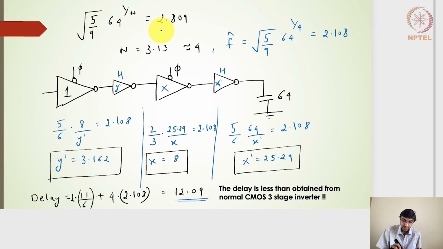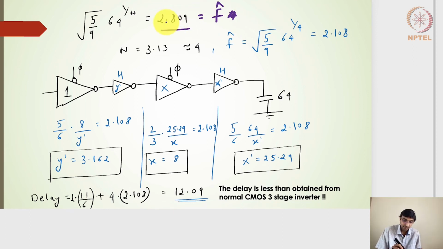Once I have this 2.809, and if you remember, the square root of 5 by 9 multiplied by 64 raised to 1 by n will be nothing but our f cap value. Right, this is the best stage effort we want. So using this particular f cap, let's try to see what should be the best number of stages we have to get, so as to get the minimum delay.